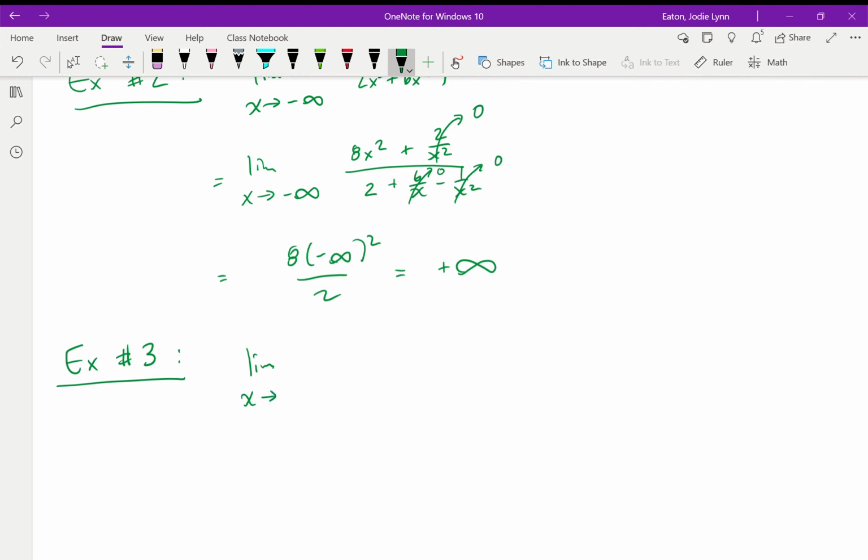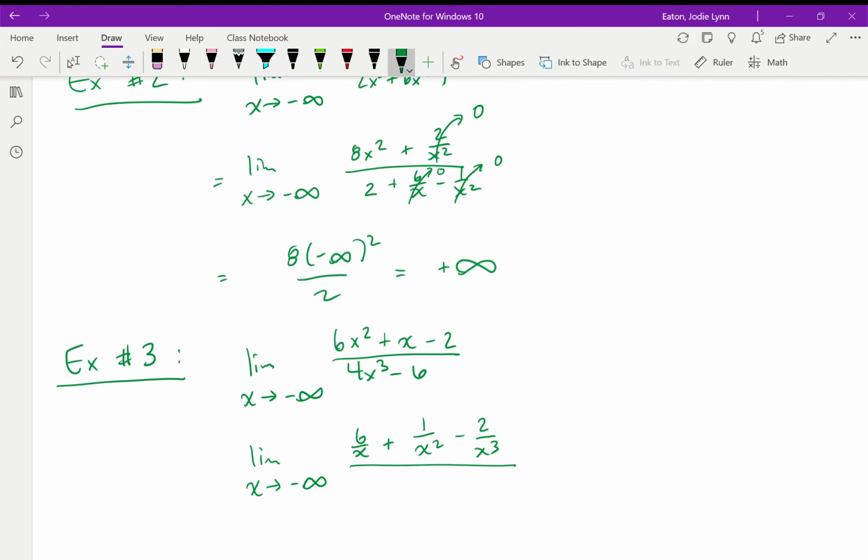So we have the limit as x approaches negative infinity of (6x squared plus x minus 2) over (4x cubed minus 6). So here the higher power of x is in the denominator. We're going to divide everything by x cubed because that is the highest power of x in the denominator. So we have 6 over x plus x divided by x cubed is 1 over x squared minus 2 over x cubed, all over 4 minus 6 over x cubed.